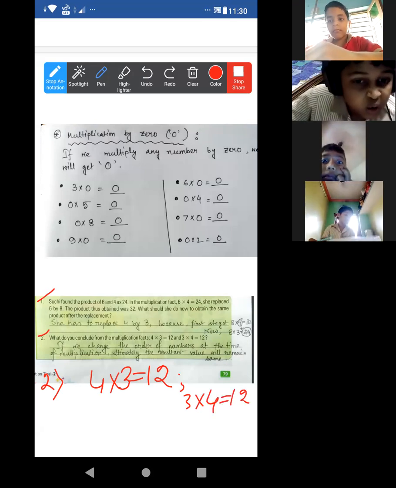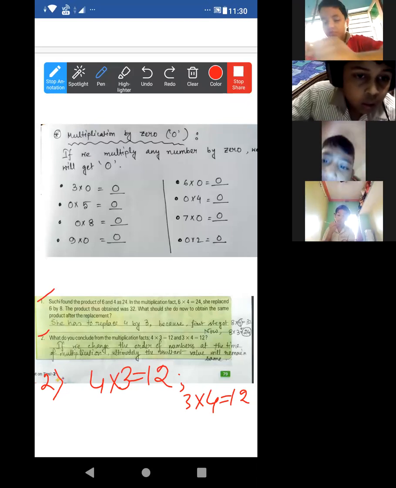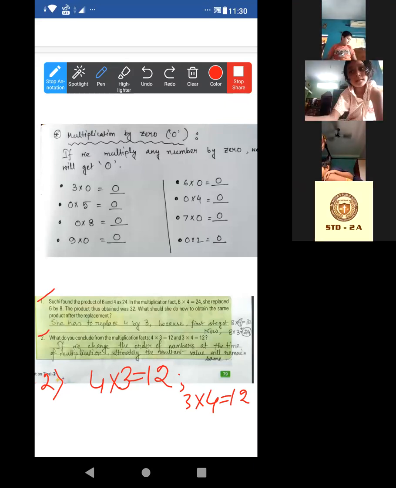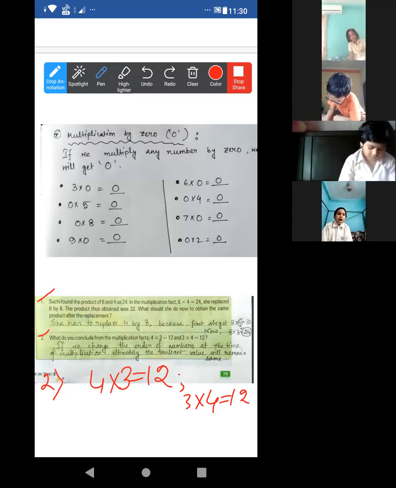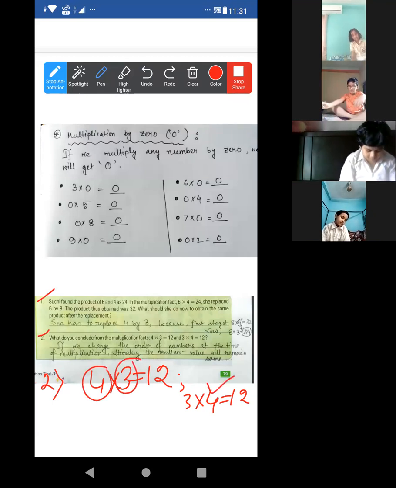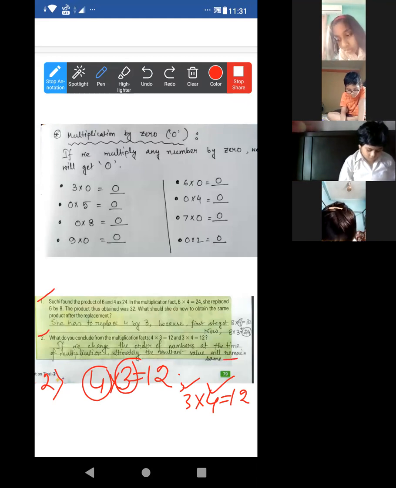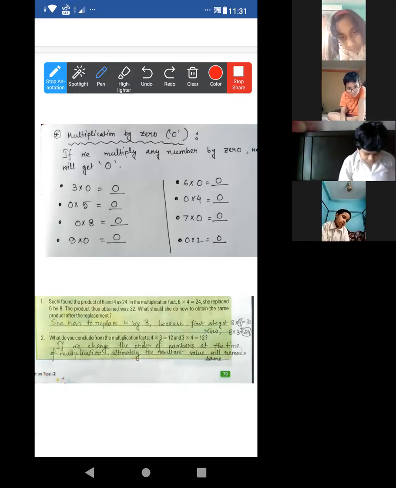Now what can we conclude? Already yesterday I explained, no? This is the order property. Yes, Rishabh, order property. So write this, I have written: if we change the order of the numbers, suppose we write this 4 in place of 3 and 3 in place of 4, then ultimately the resultant value will not change. It will remain the same. Now complete these two.